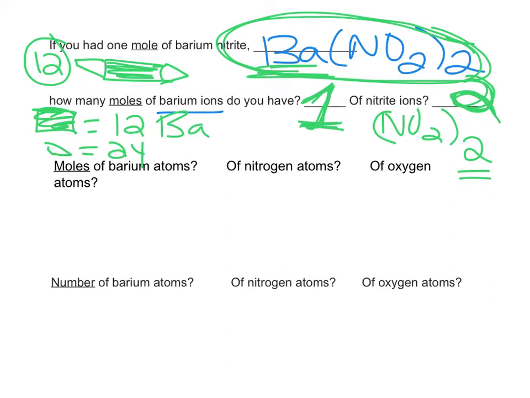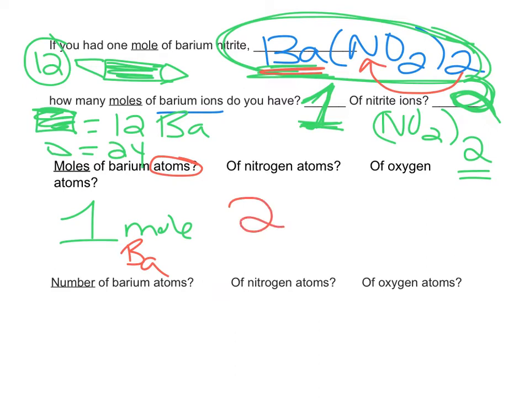Okay, moles of barium atoms would be the same. You still have 1 mole. So notice our vocab just shifted to atoms, and when you see atoms, you're always breaking it down to the element. So there's only 1 barium in our formula, so if you had 1 mole of it, you'd have 1 mole of barium. For nitrogen, though, you would have to distribute the 2 in your formula, and so because you have 2 nitrogens, if you had a mole of it, you'd have 2 moles of nitrogen. And then oxygen, you'd have 4 moles of oxygen. That would be the most pieces.